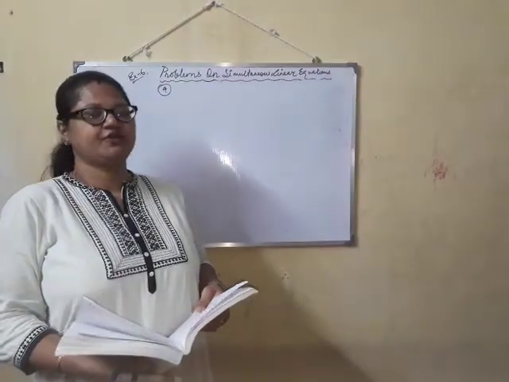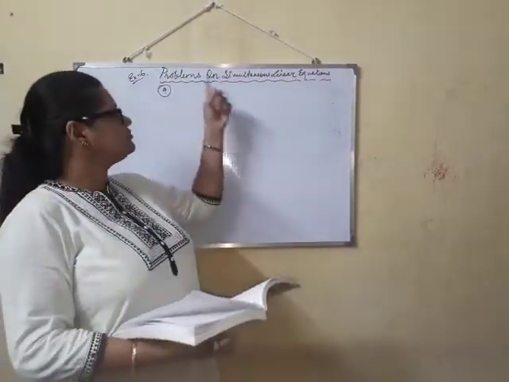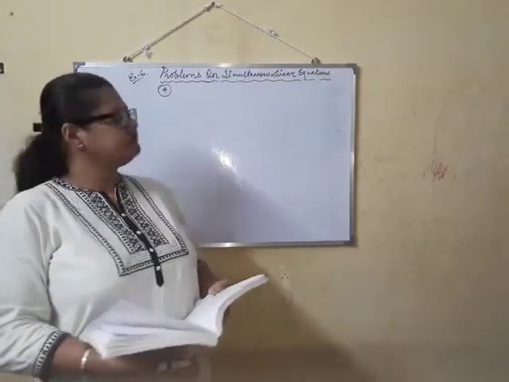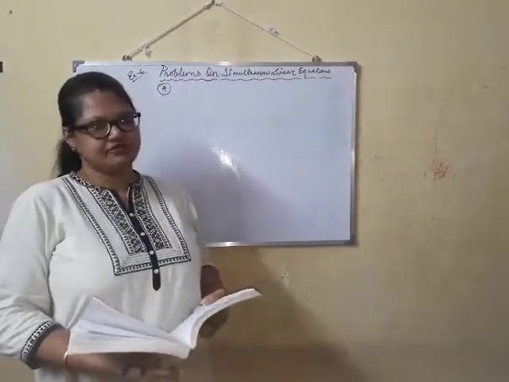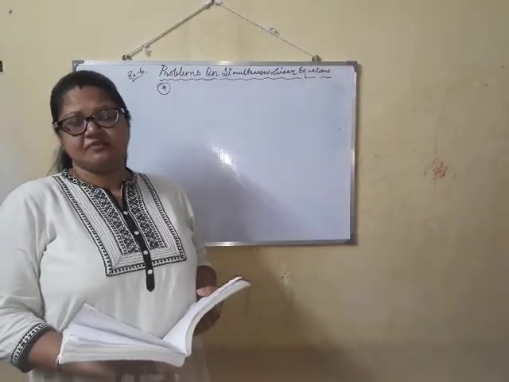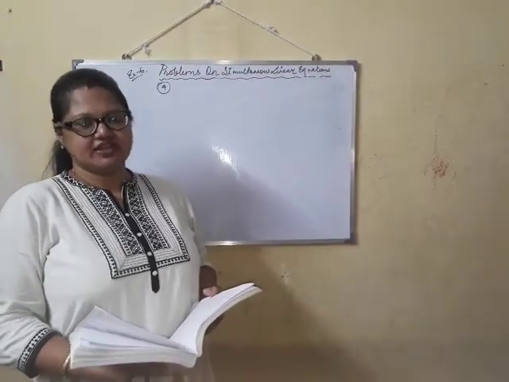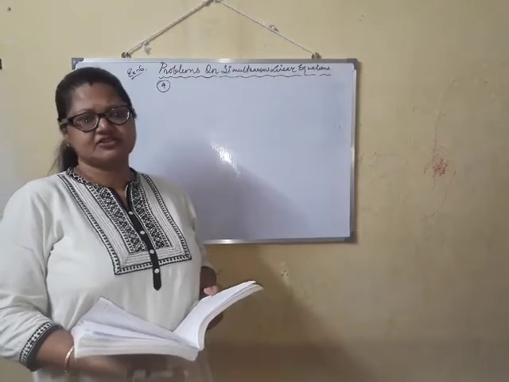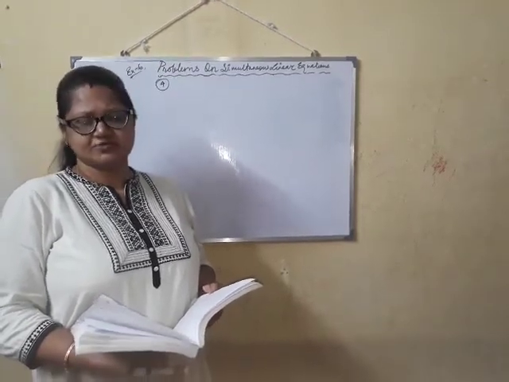Hello children, we are going to begin with a new chapter, Problems on Simultaneous Linear Equations. We have already learnt the method of solving simultaneous linear equations in the previous exercise. The three methods are cross multiplication, elimination and substitution. We are going to use either of these methods to solve the problems in this particular case.